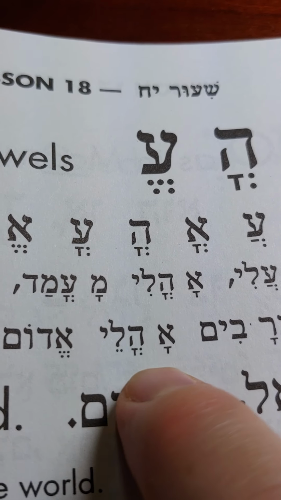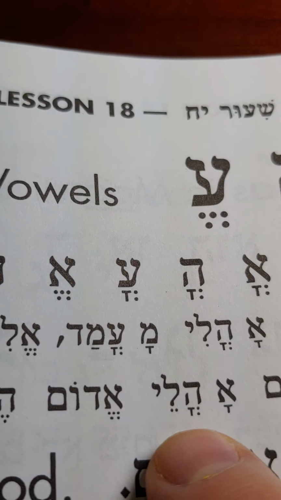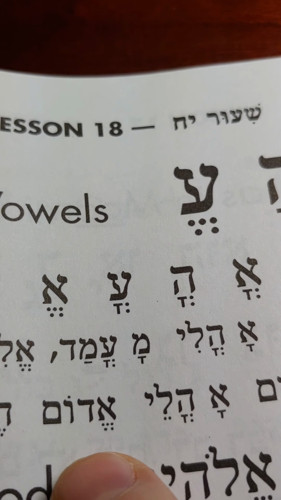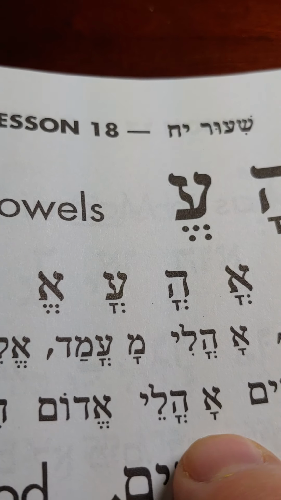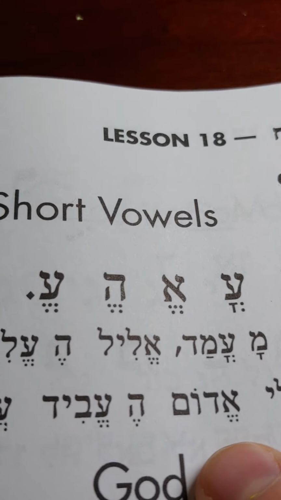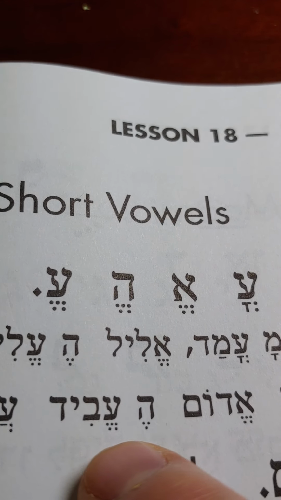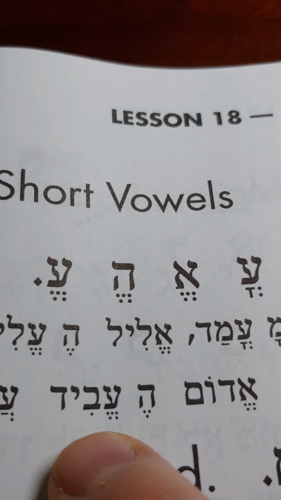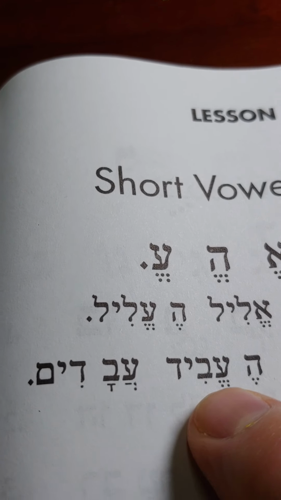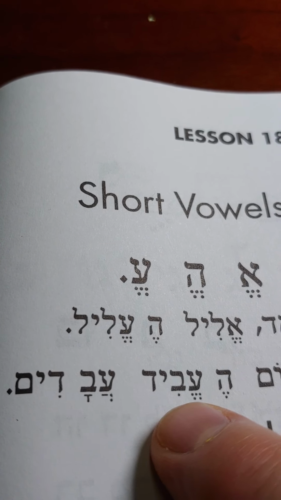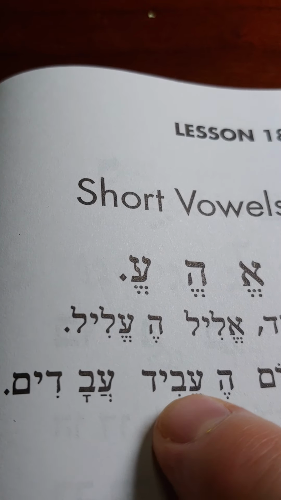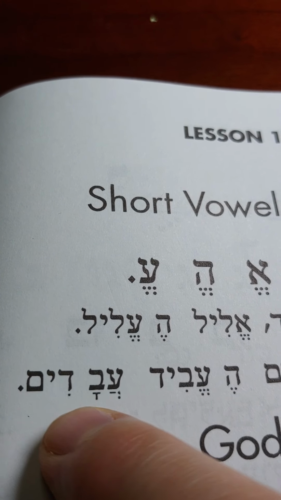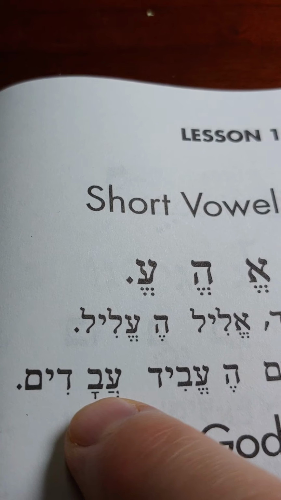Ohale, tents of. Ohale Edom, the tents of Edom. He'evid. He'evid means enslaved. Evid is a slave. He'evid, caused to become enslaved. Avadim, slaves, caused to become slaves.